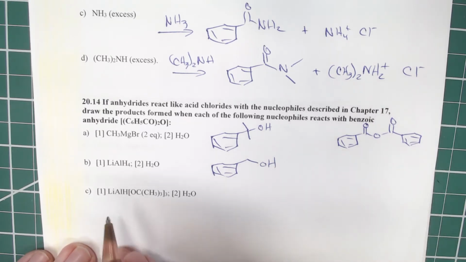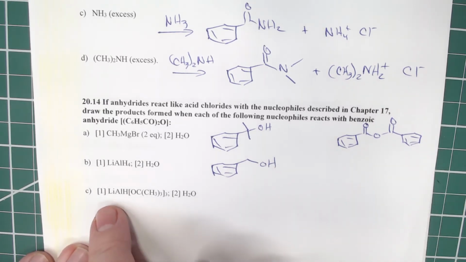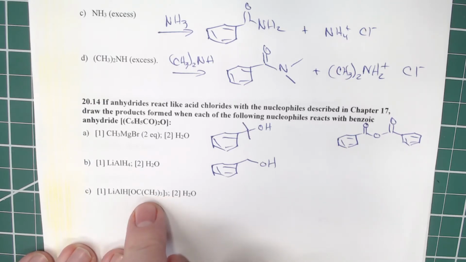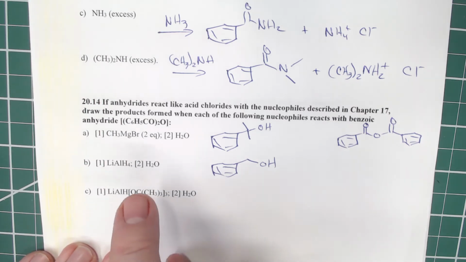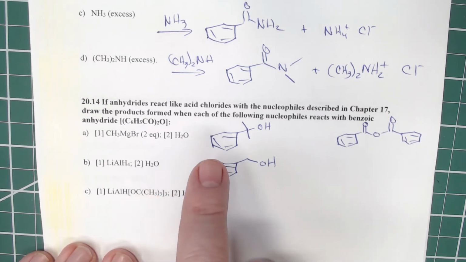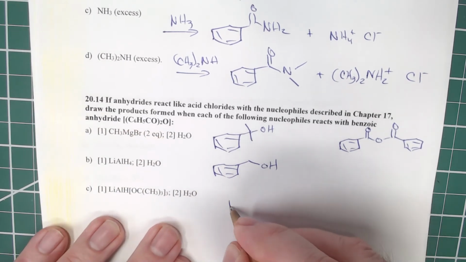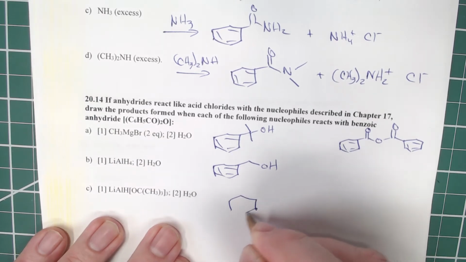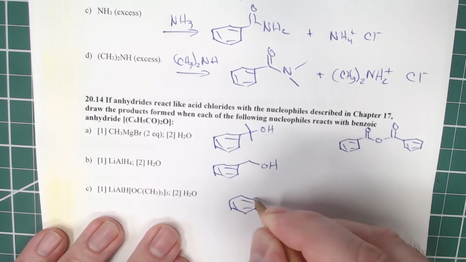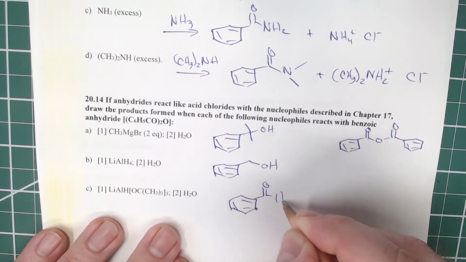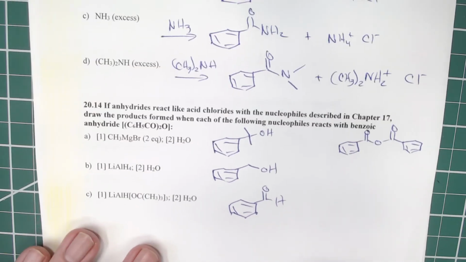And then for this one is the lithium tri-tert-butoxy aluminum hydride. It is the milder reducing agent that we found works with acid chlorides to convert them into aldehydes. Well, it will also convert our anhydrides into aldehydes. So we can form benzaldehyde.